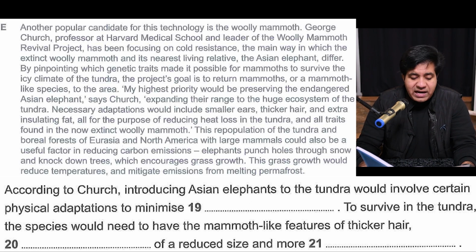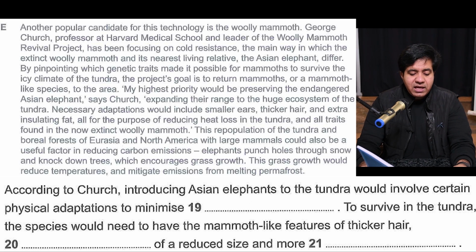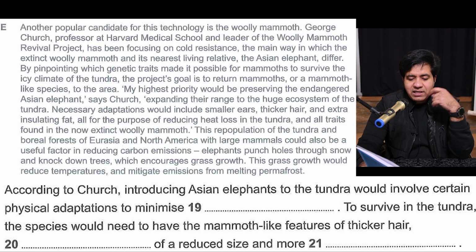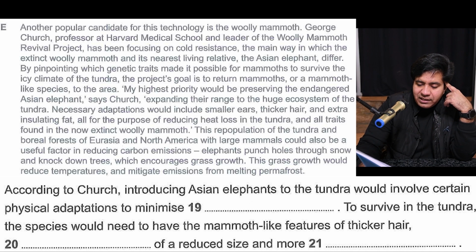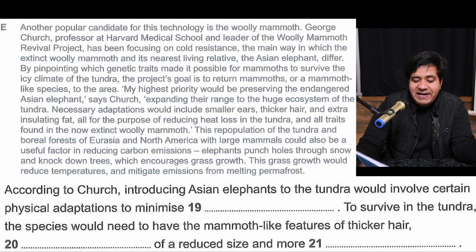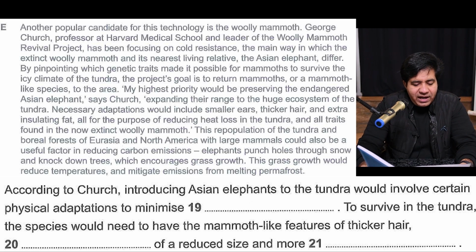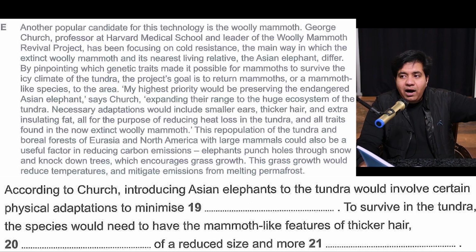Because they have already mentioned reduced size and more, dash, go back, you will find this answer, and when I ask you then you will tell me. Smaller ears, thicker hair and extra, well done. See, 3 in 1. Extra insulating fat, and for extra they have used more. Now more and extra, they are synonyms.